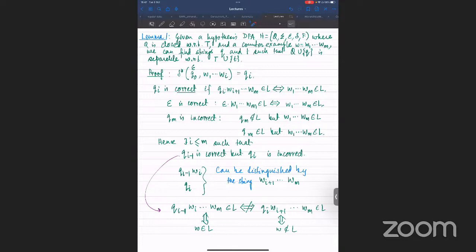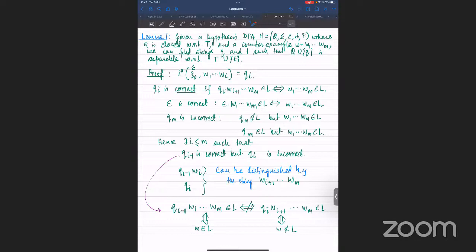So what is confusing you? The definition of incorrectness? So again, epsilon is correct, it is clear. Qm is incorrect, this is clear. If this is the case, then there exists some i such that Qi minus 1 is correct, but Qi is incorrect. This is okay.